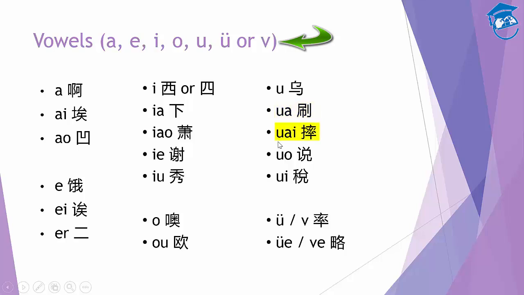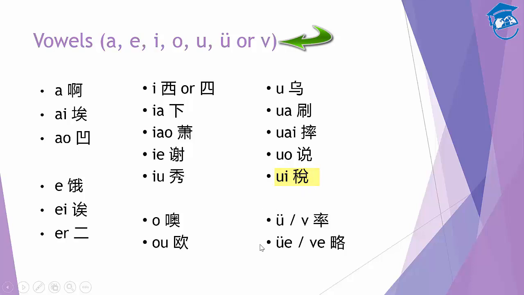And this one, when Wa is combined with E sound, it becomes Y. And when it's combined with Sh sound, we have Shuai. And this one is the combination of U and O. And so the example here is Shuo. And finally, the last one is the combination of U and E. So it becomes Ui. When it's combined with Sh sound, it is Shui.